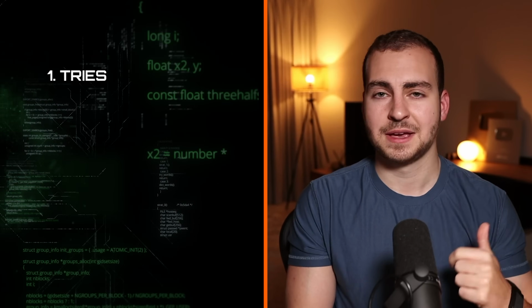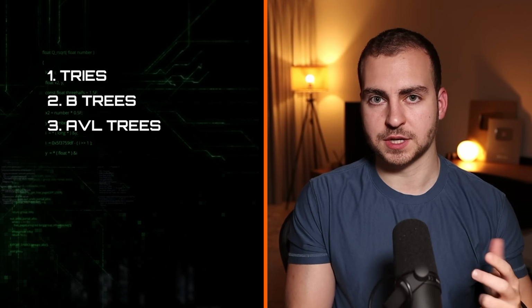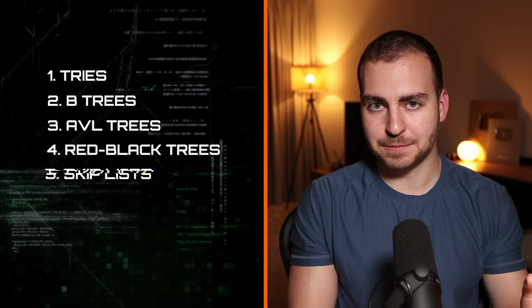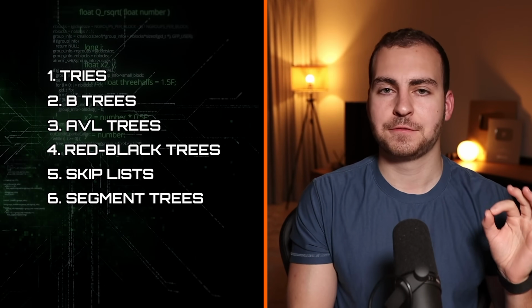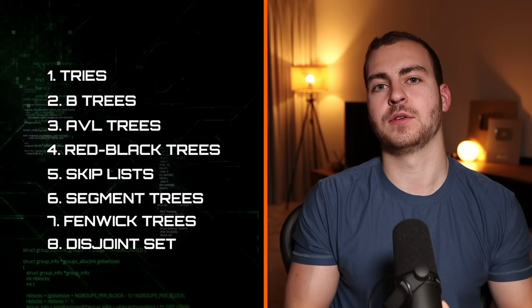We have tries, B trees, AVL trees, red-black trees, skip lists, segment trees, Fenwick tree, and the disjoint set. Now, there's about 1 billion other data structures I could share here as well, but these are the more popular advanced ones. Now, if you've learned all of that and you really feel like punishing yourself still, I'll give you a few math topics you can learn that'll give you a much deeper understanding. But again, this is fully optional.